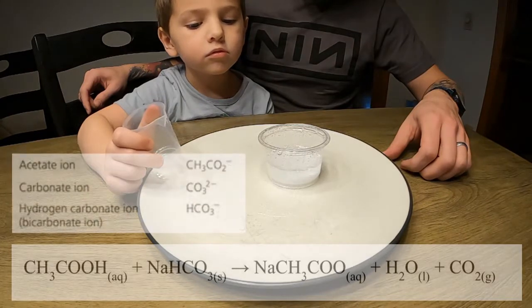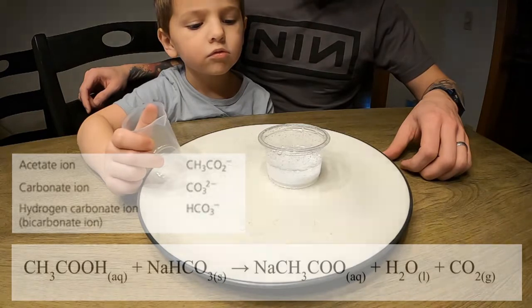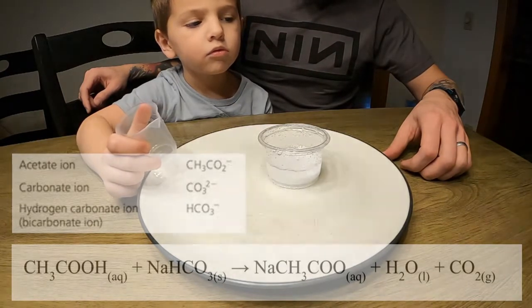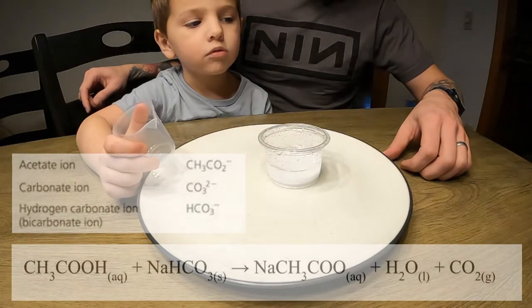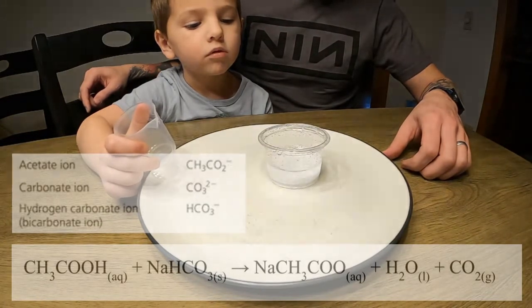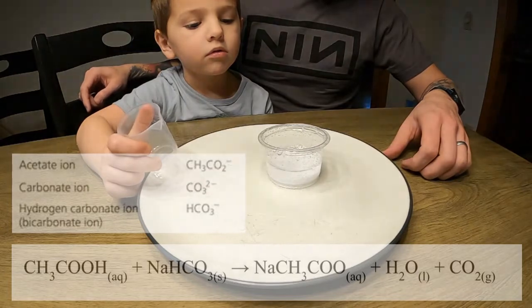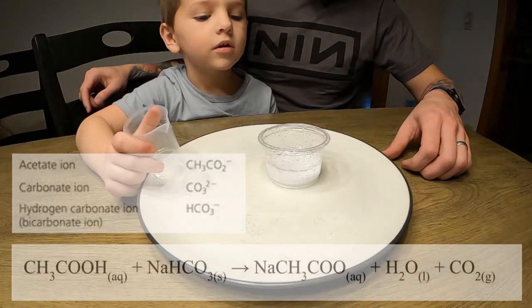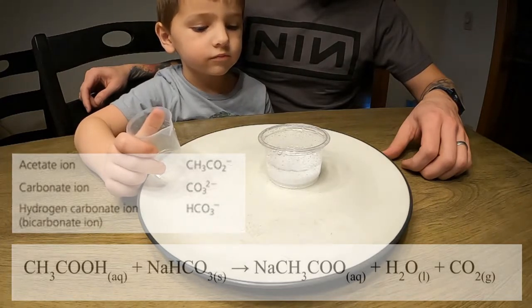To come up with the formula for acetic acid, I knew that because it had an IC ending, the polyatomic ion it forms from would have an ATE ending. So instead of acetic acid, it comes from acetate as the polyatomic ion. And you can see that the charge on acetate is a 1- charge, and so as an acid, it would get 1 hydrogen.